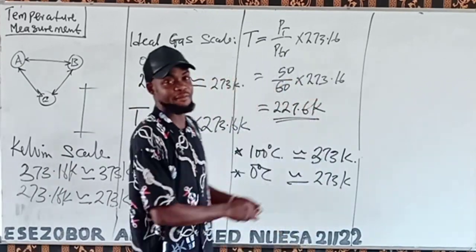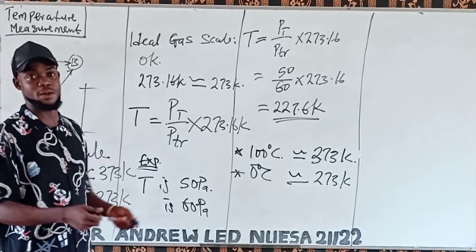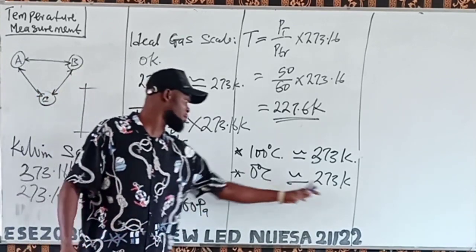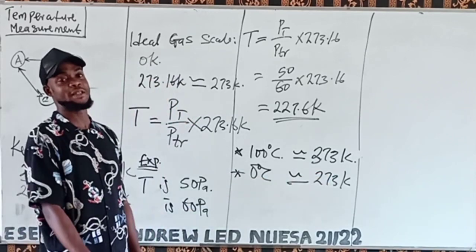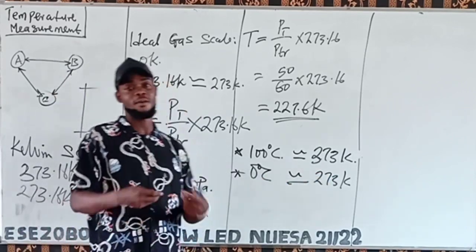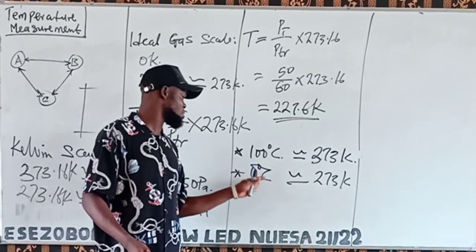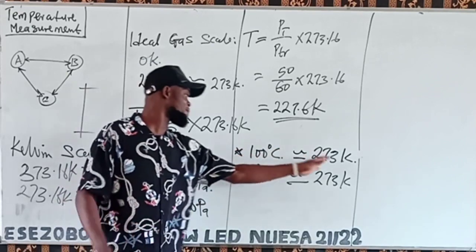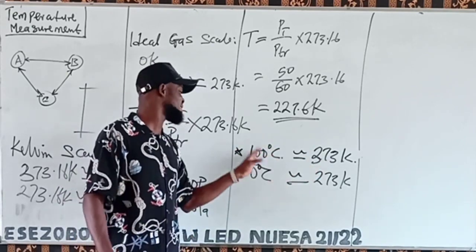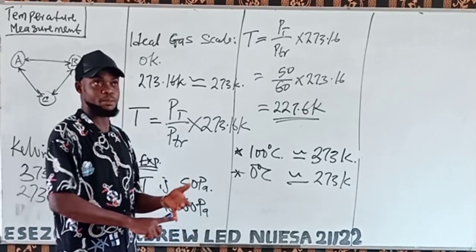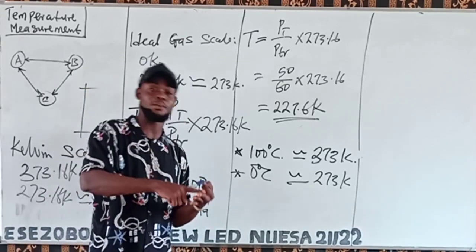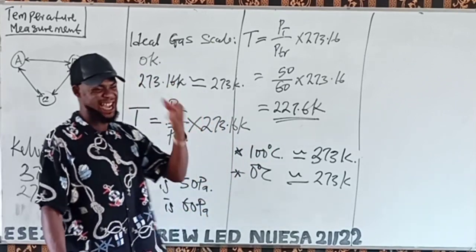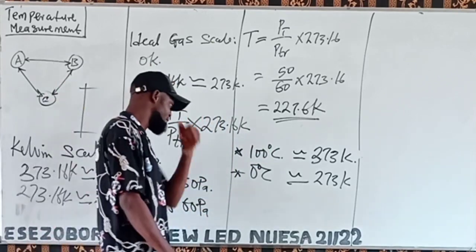We also have the lower fixed point, the melting point, or ice point. Ice point is another name for the lower fixed point, and so is melting point. Lower fixed point, ice point, melting point are all the same. Upper fixed point, boiling point, steam point are all the same thing. Take note of that. It's very, very important.